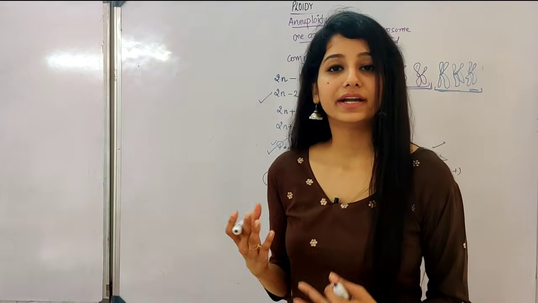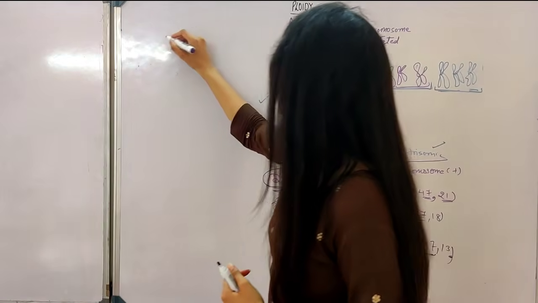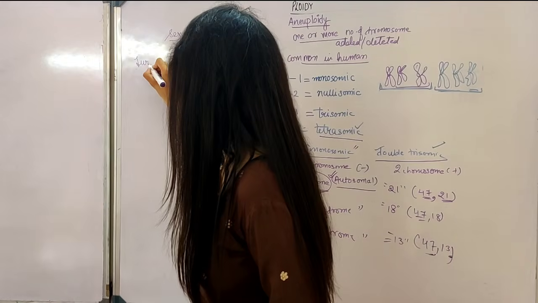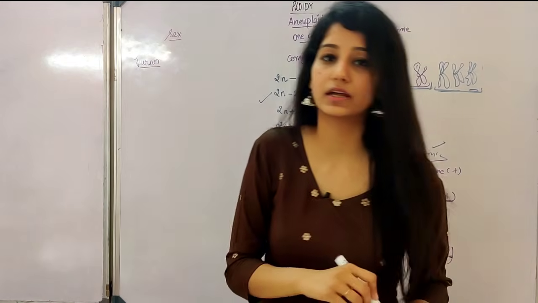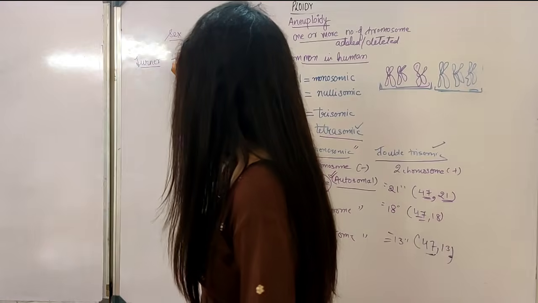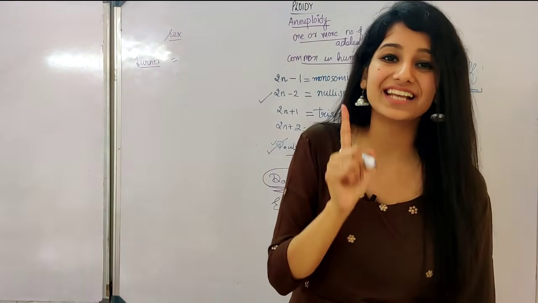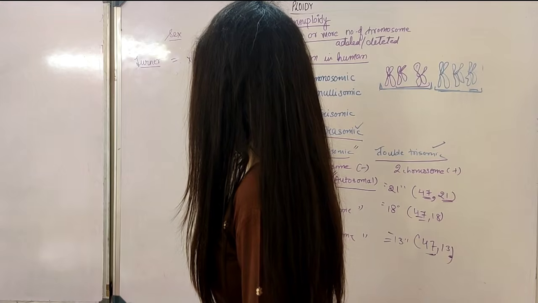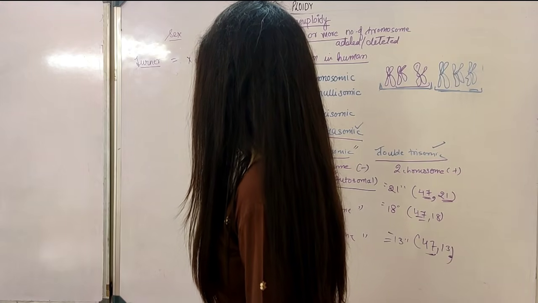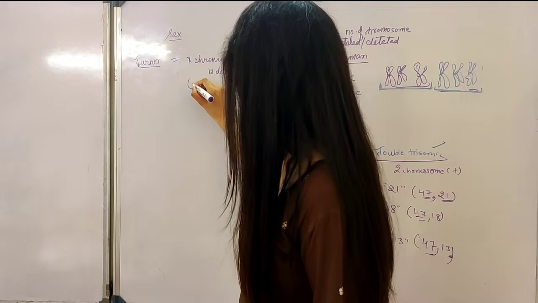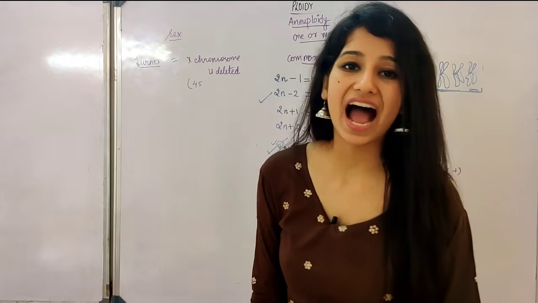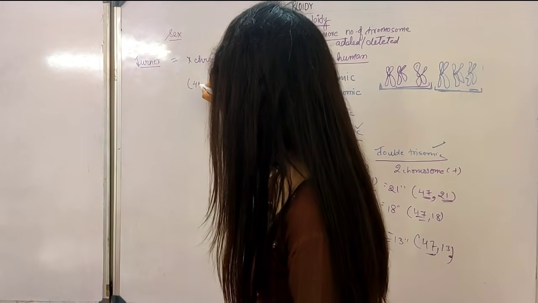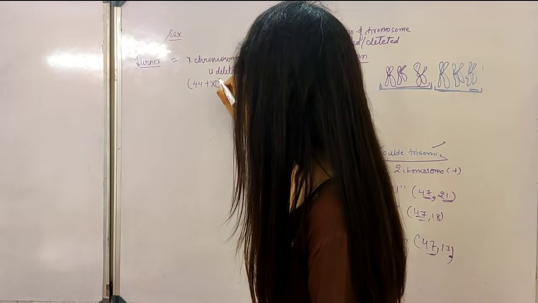So there are also addition or deletion occurring on the sex chromosomes. If we see the addition and deletion on sex chromosomes, then there is a syndrome that is known as Turner syndrome. In this, what will happen? In this, one X chromosome is deleted. So what will happen in this condition? In this condition, there will be 45 chromosomes, or we can say 44 plus XO.